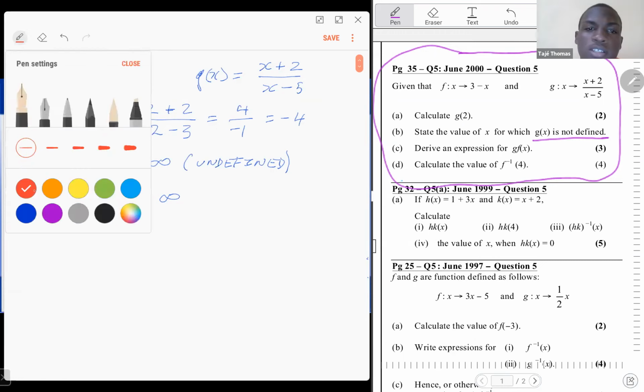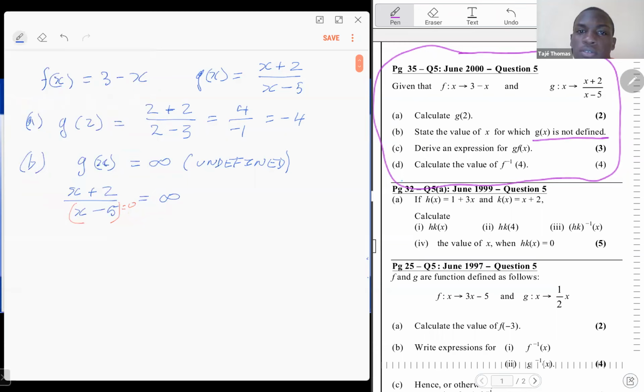Sir, for A, isn't it 2 minus 5? Yeah, my mistake. 2 minus 5, not 3. So this is negative 3, and so the answer is negative 4 over negative 3. All right, thanks for that. Good.